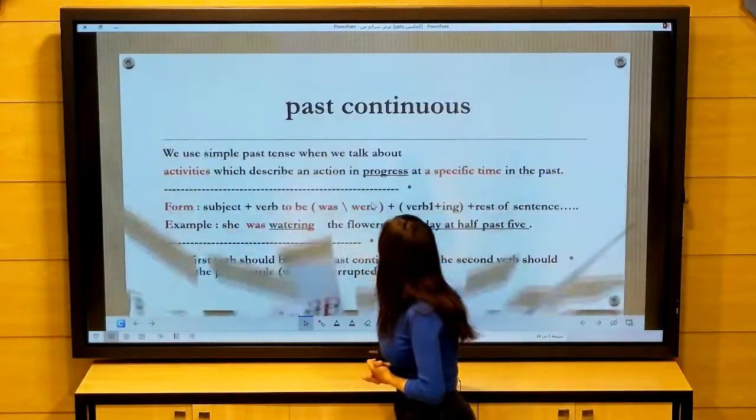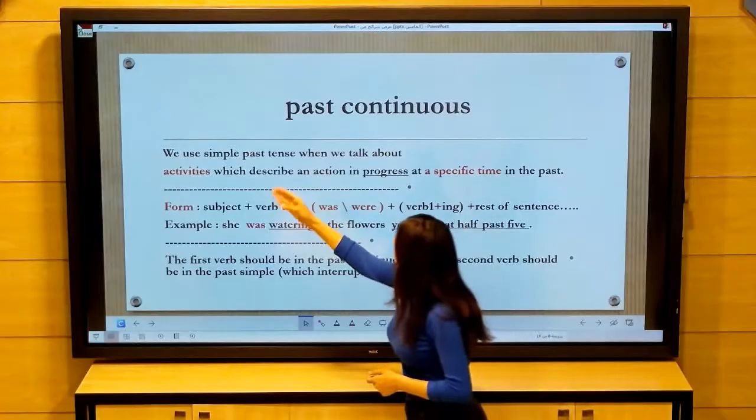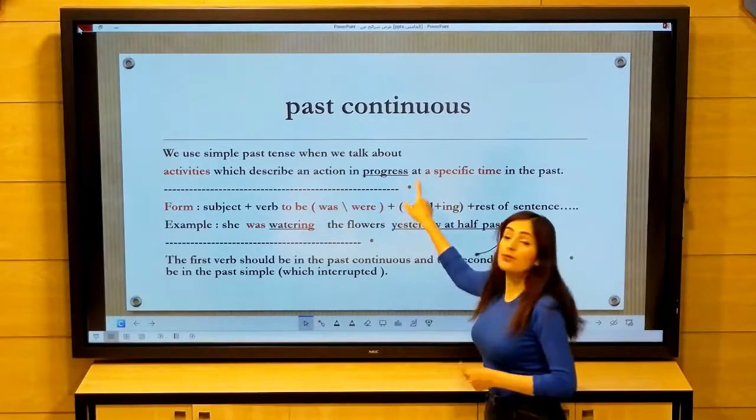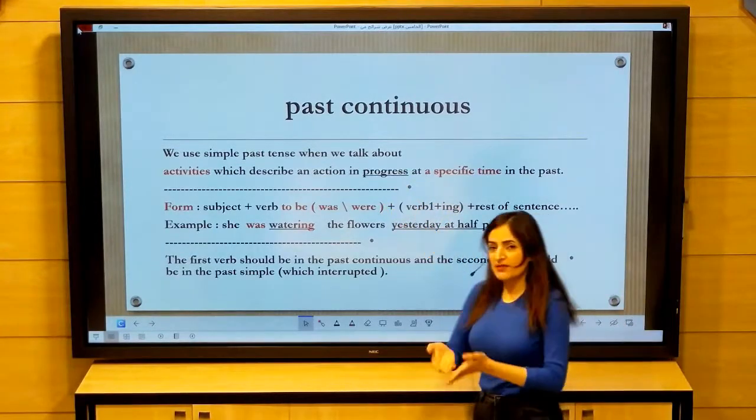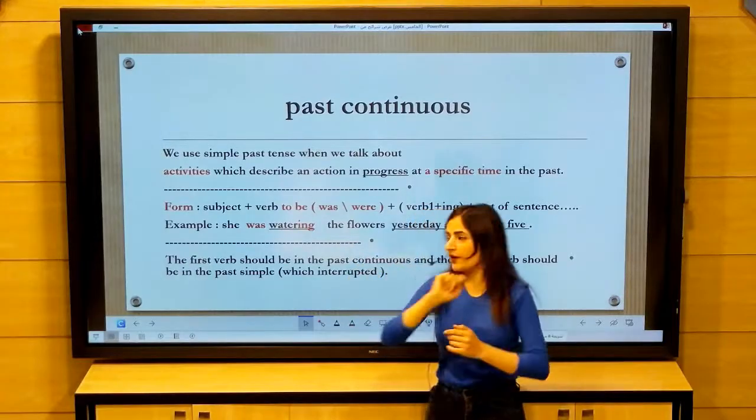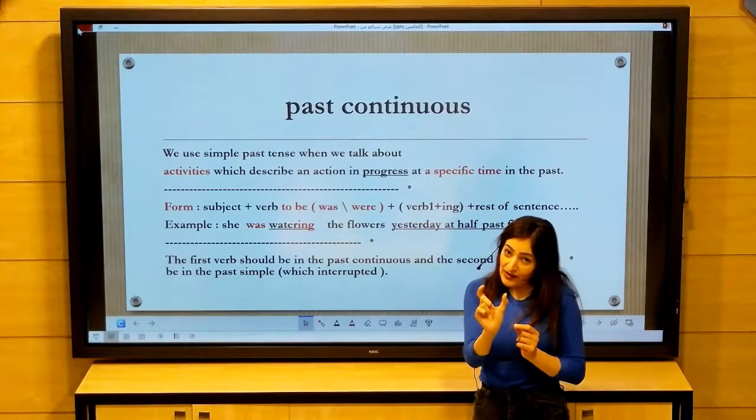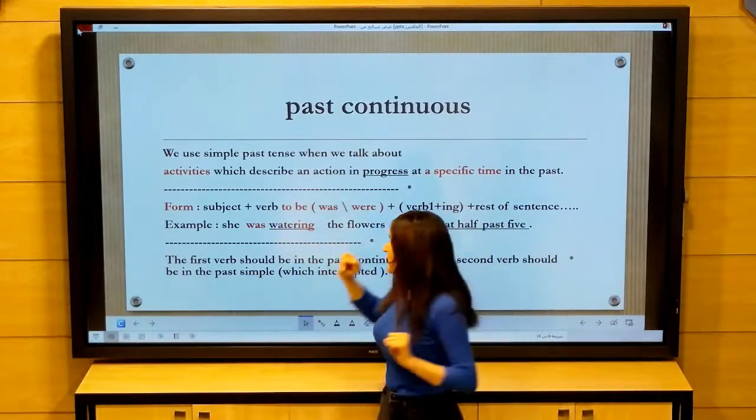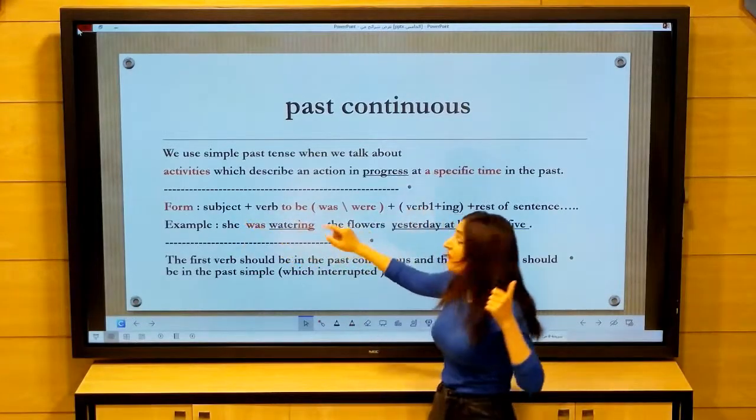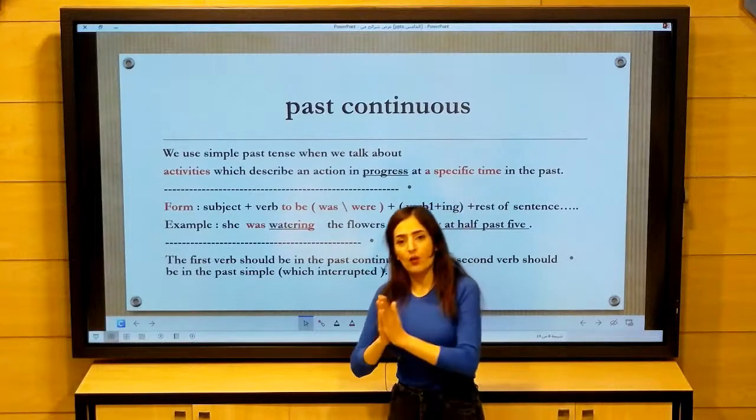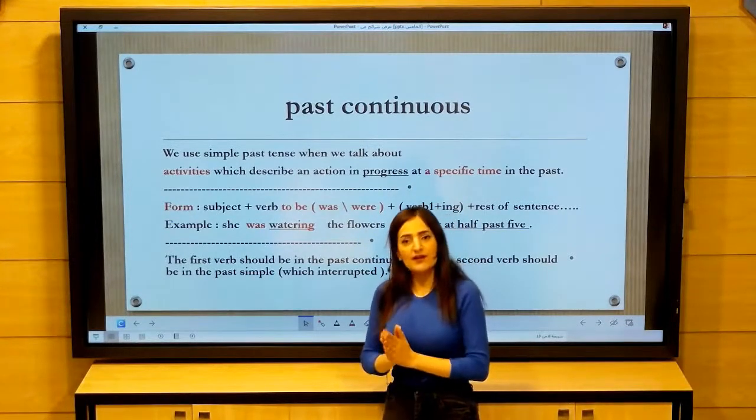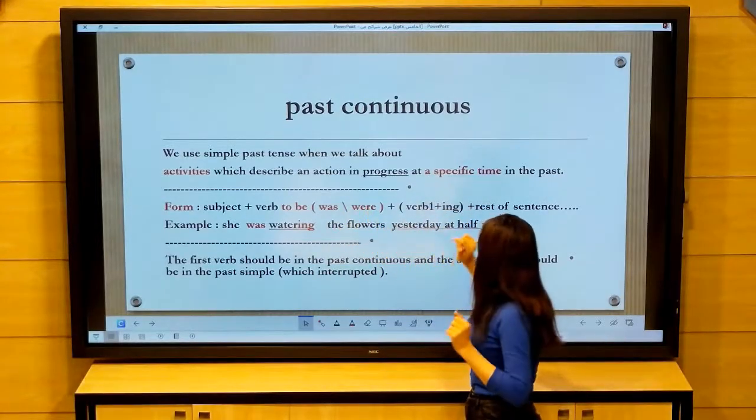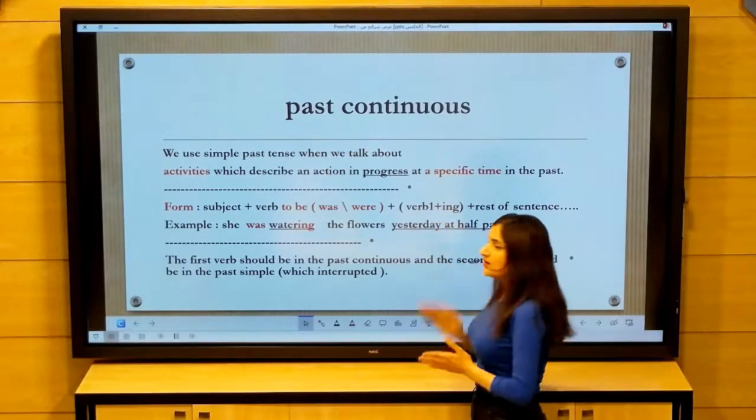Now, past continuous. We use past continuous when we talk about activities which describe an action in progress. Something started in the past and is in progress at a specific time in the past. The form of sentence, first we have subject. Number 2, we have verb to be, was or were. I was, she was, he was, it was, they were, we were, you were. Verb 1 with ing, then the rest of sentence.